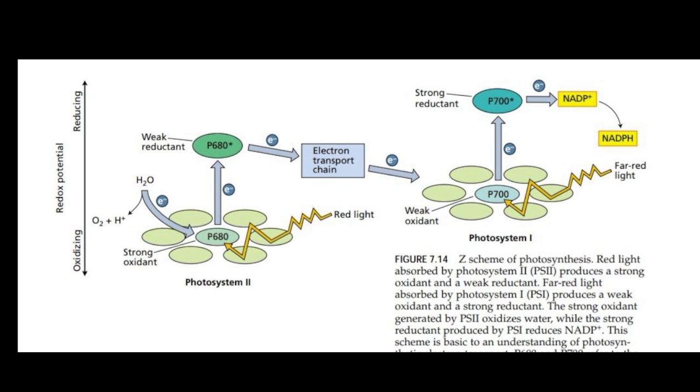And on the other hand, photosystem 2 produces a very strong oxidant and a weaker reductant than the one produced by photosystem 1. So these are two systems, photosystem 1 and photosystem 2. They absorb different wavelengths of light. Photosystem 1 is on the right hand side and photosystem 2 is on the left hand side. Photosystem 1 absorbs wavelength greater than 680 nanometer and photosystem 2 absorbs red light of 680 nanometer. Thank you.